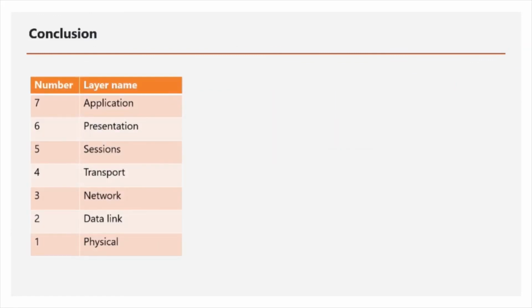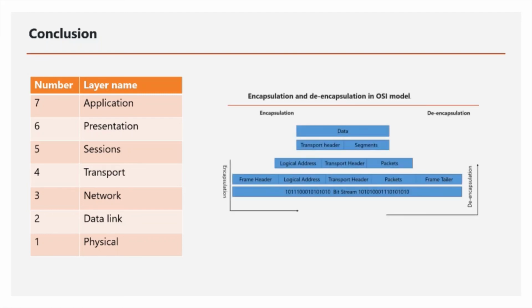If we move on to the conclusion now, you can see we've covered the 7 layers of the OSI model: application, presentation, session, transport, network, data link, and the physical layer. We've also covered the encapsulation and decapsulation of the OSI model.